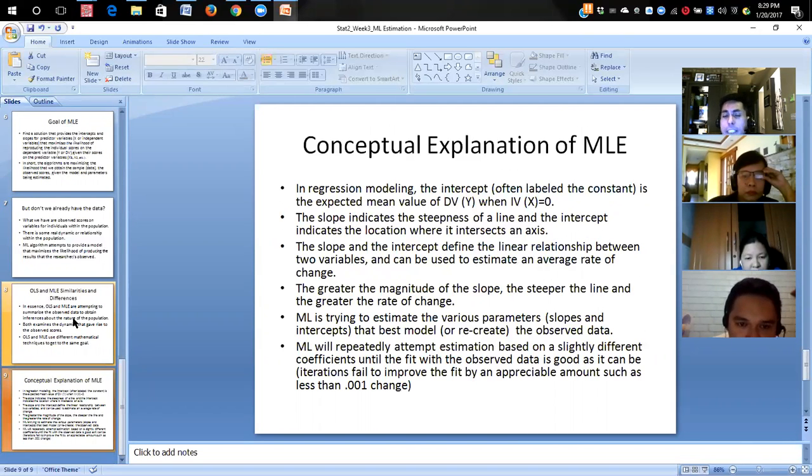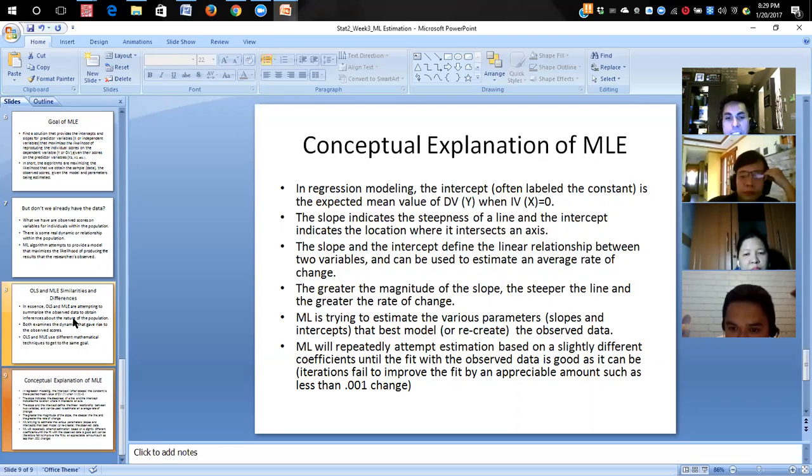The greater the magnitude of the slope, the steeper the line, and the greater the rate of change, right? So when the variance between our dependent and independent variable is big, the magnitude of the slope is larger, then the steeper and the greater is the rate of change of the slope.